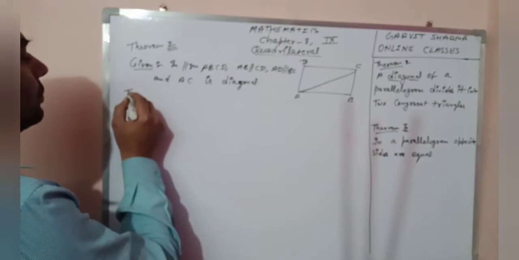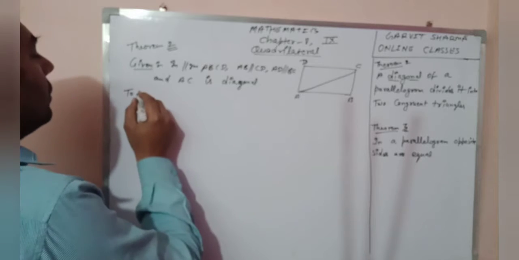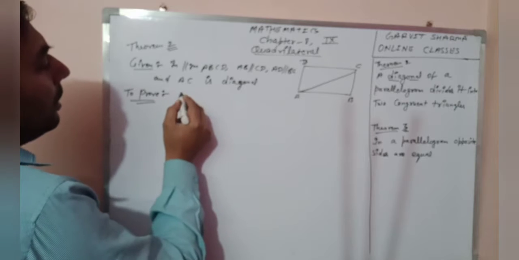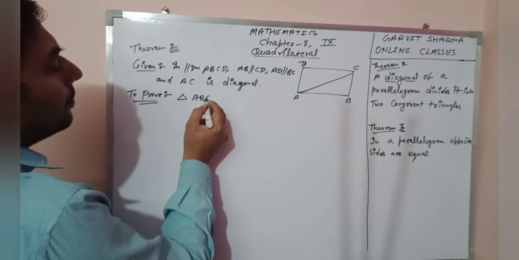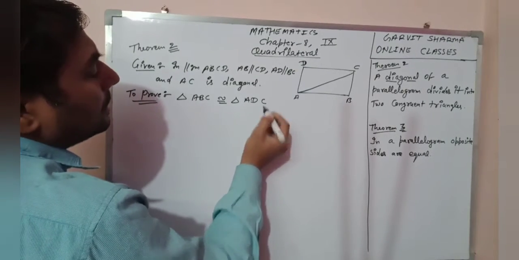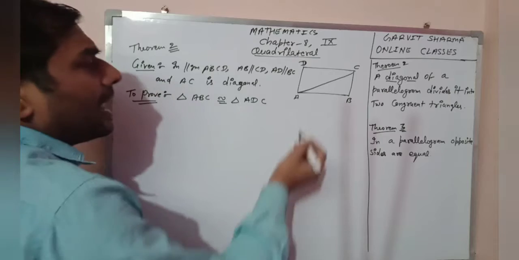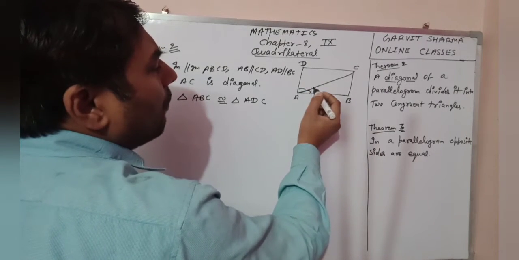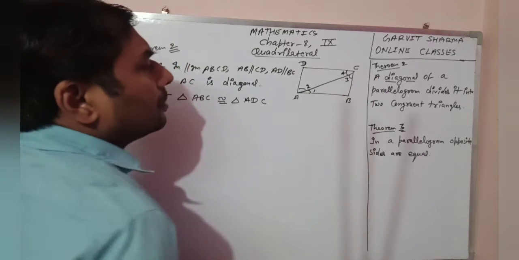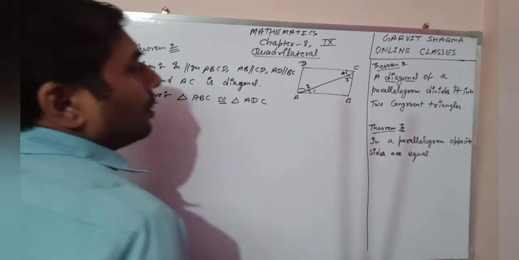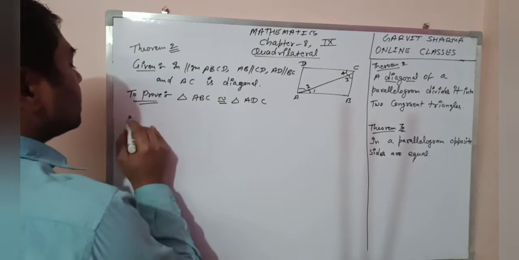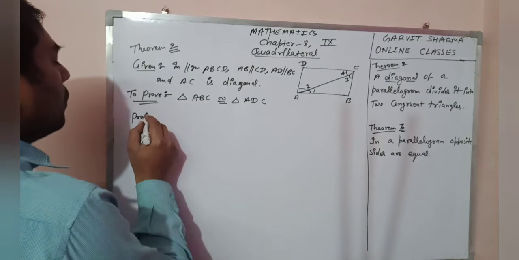To prove, what we have to prove? We have to prove triangle ABC congruent to triangle ADC. Let's give the name of these angles 1, 2, 3 and 4. Now we prove it.